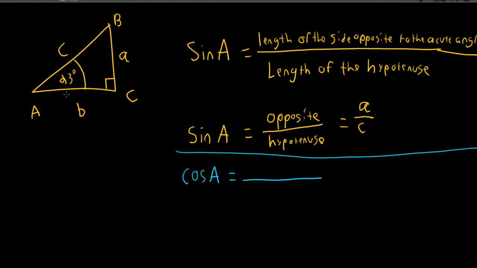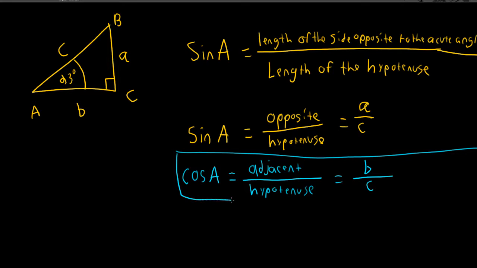Well, what do I mean by adjacent? Adjacent means right next to. So we look at our angle A, well, what is right next to that angle? We could say C, but we already know C is dedicated to the hypotenuse, so the other answer has to be B. So again, this is our adjacent side, and it's over the hypotenuse. And that is, in our example triangle above, the same thing as B over C.